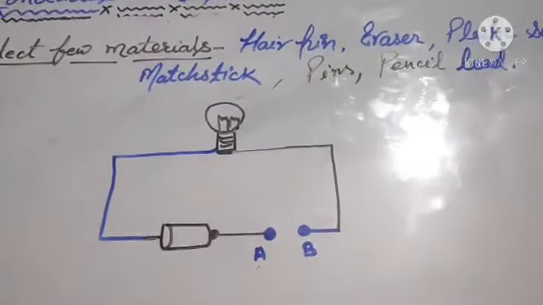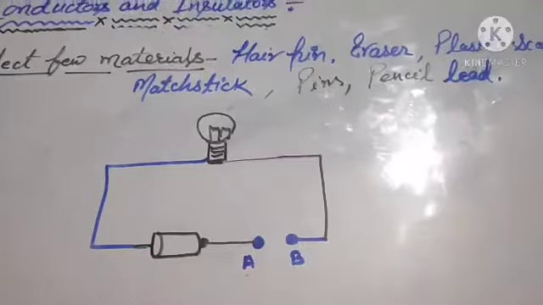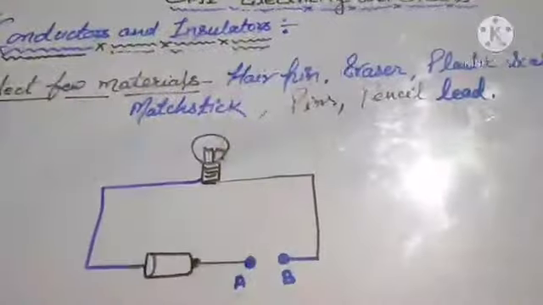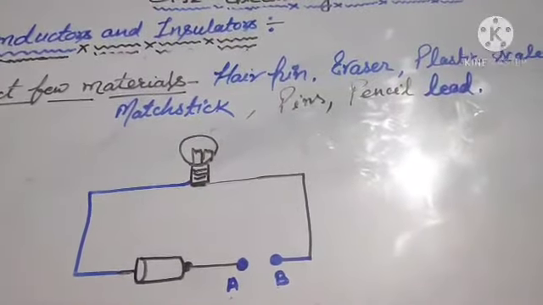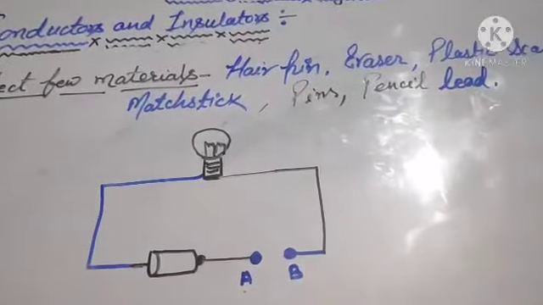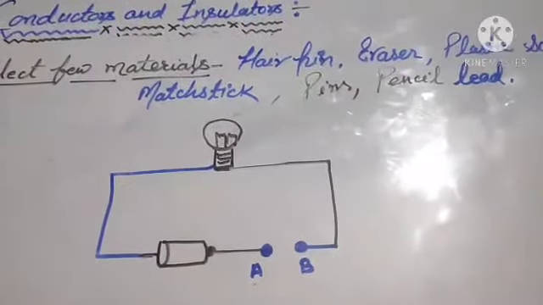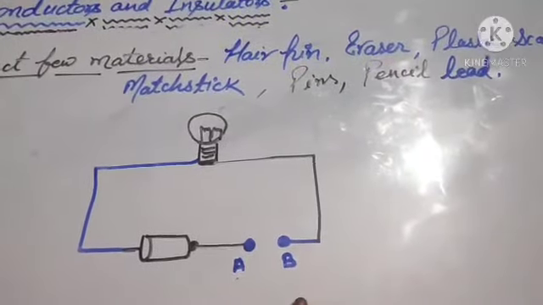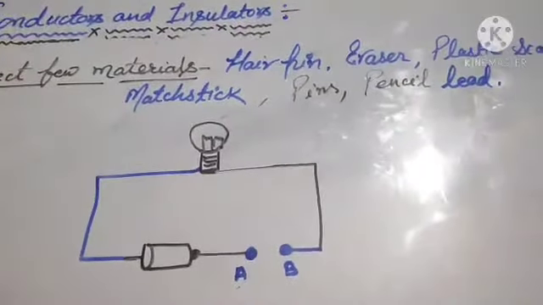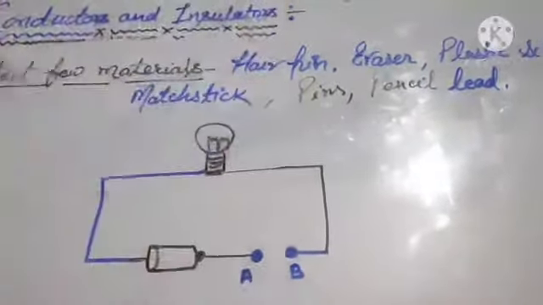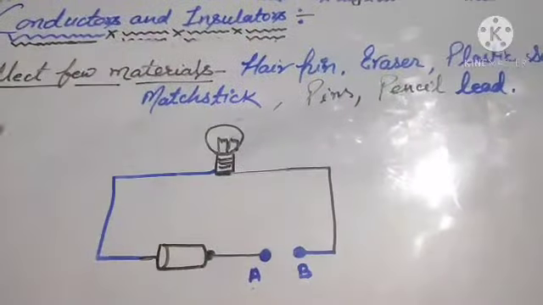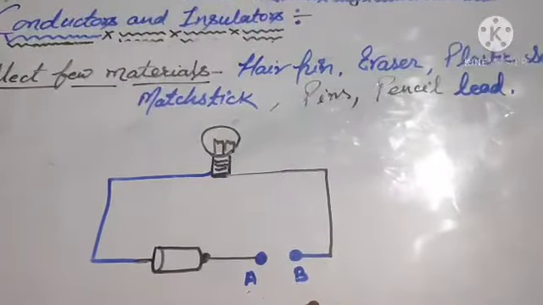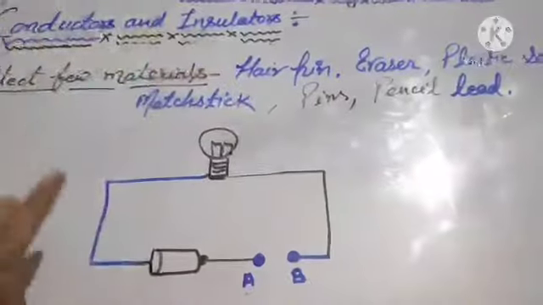All right. Now, how do we identify which objects are conductors and which are insulators? Now let's try to understand this activity. Let's take a circuit, and here you can see two open terminals A and B. Now insert different objects like hairpin, safety pin, razor, plastic scale, matchsticks between the gap of A and B, and check whether the bulb glows or not.